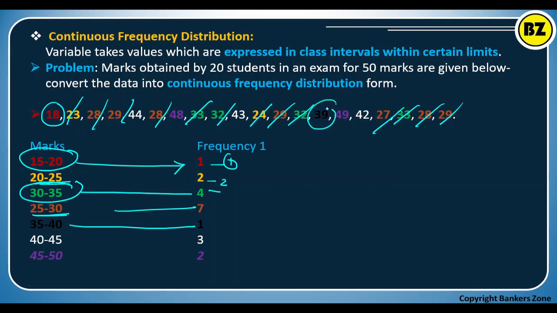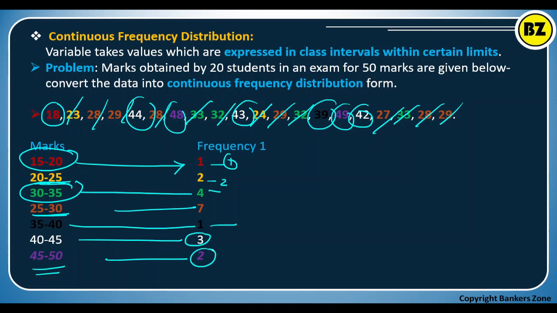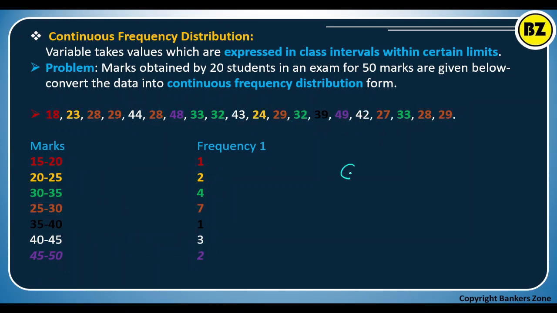35 to 40: only 39 is there, so 1. 40 to 45: 1, 2, 3, so the frequency is 3. 45 to 50: 48 and 49, so the frequency is 2. Very easy. In the continuous case, we have taken intervals. Generally, when there is a large data set, when the population or sample is big, you have to take intervals.